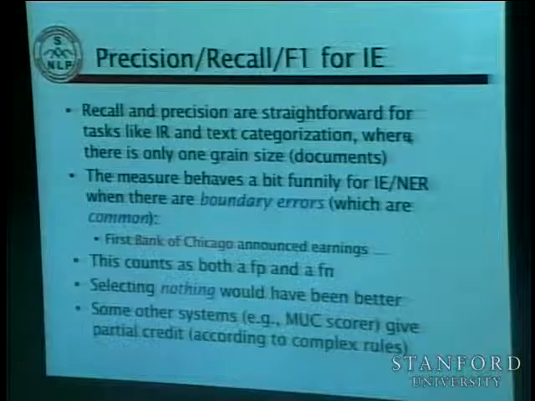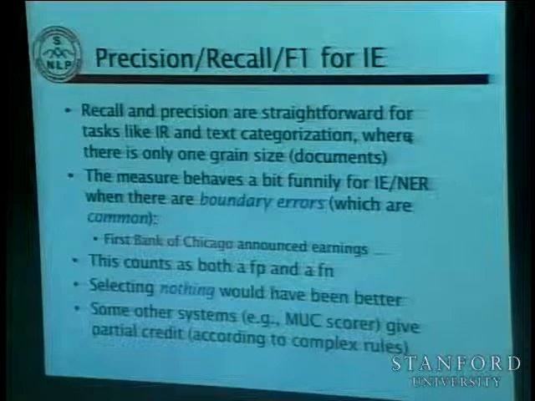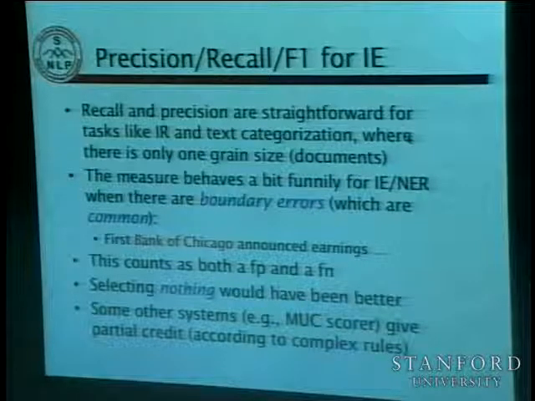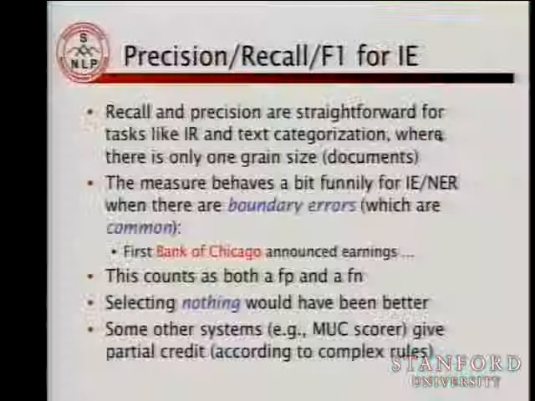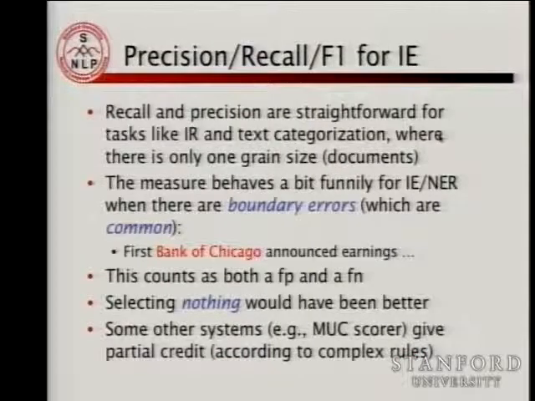Okay. Precision and recall are widely used, very standard and straightforward for tasks like information retrieval, where you just return documents. There's actually a subtlety in the way they work for information extraction, which is good to be aware of. In classic information retrieval, there's only one grain size, and that's the document grain size. And so it's straightforward to draw that 2x2 contingency matrix. But when you have information extraction systems, you're picking out entities which can be of different sizes.